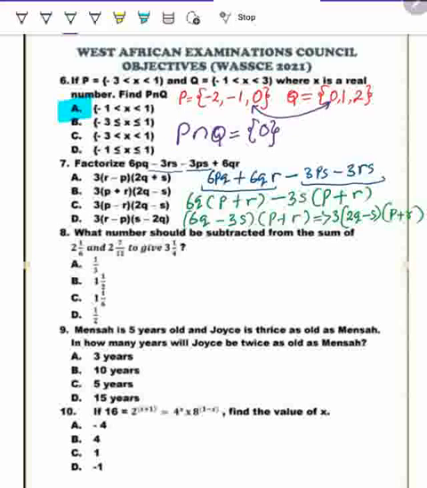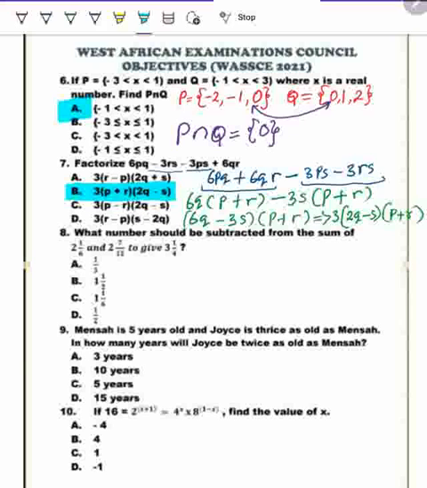And the option that satisfies this is 3 into p plus r, 2q minus s, so it's B. So you can check that out. Don't bother yourself with the arrangement, it is still the same.